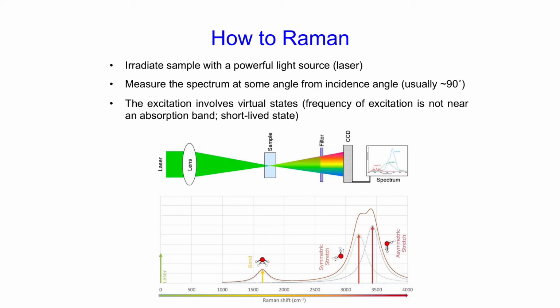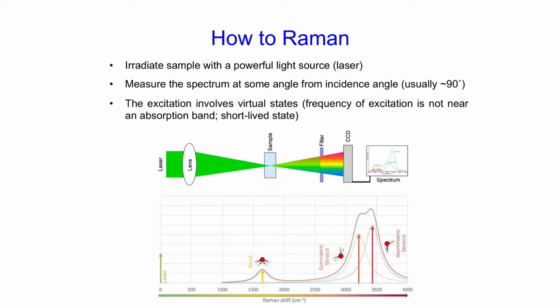Let's take a look at the basics of how we would collect a Raman spectrum. The first step is to irradiate your sample with a powerful light source. It turns out that you need a really high-powered light source like a laser in order to generate a significant amount of signal that you're able to detect in a meaningful way. See your reading in Skoog for some additional information about that.